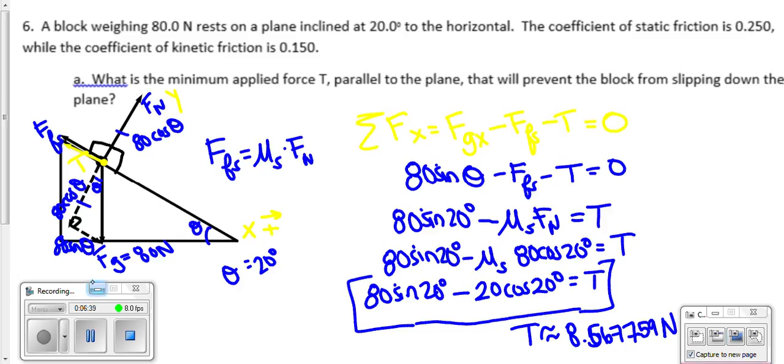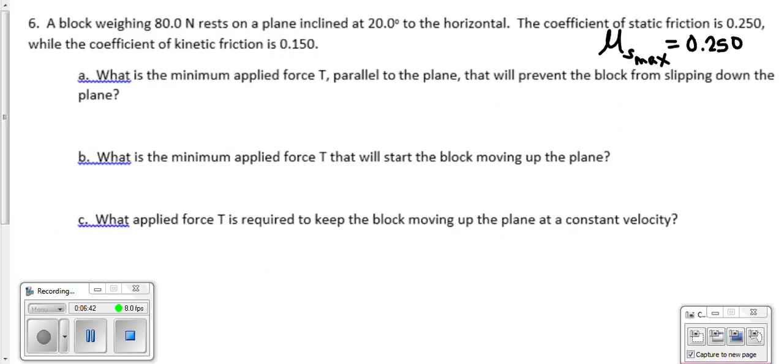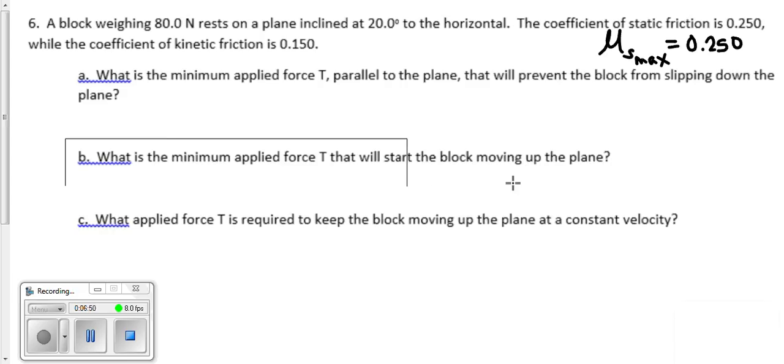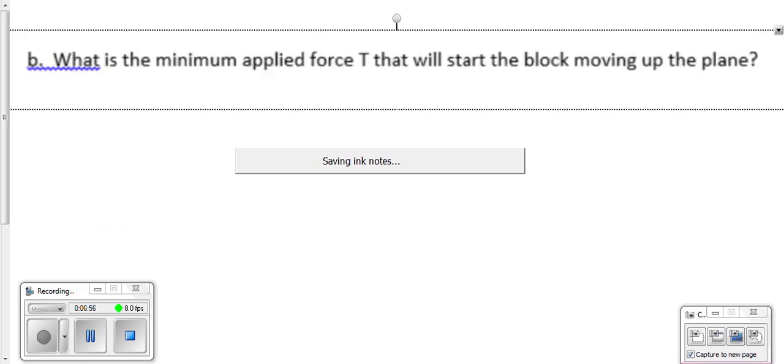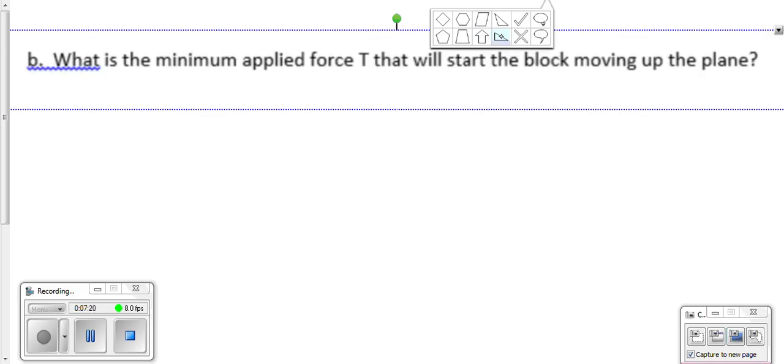Okay, great. So now let's look at B. Now, the tough part of this is the problem changes. What's the minimum applied force T that will start the block moving up the plane now? And you might think, oh, it's just going to be 8 newtons in the opposite direction now. We still have static friction, but what has happened is, let me copy this picture. What has happened is now it's going in the opposite direction because now it's moving up the plane. So things have changed.